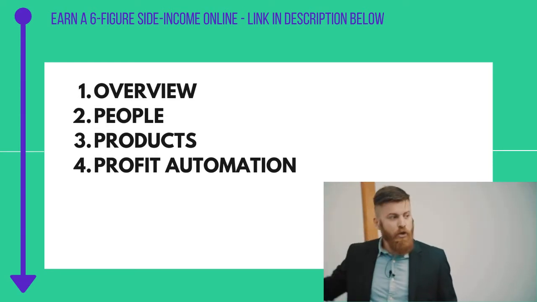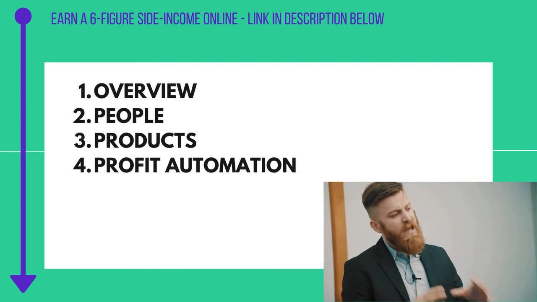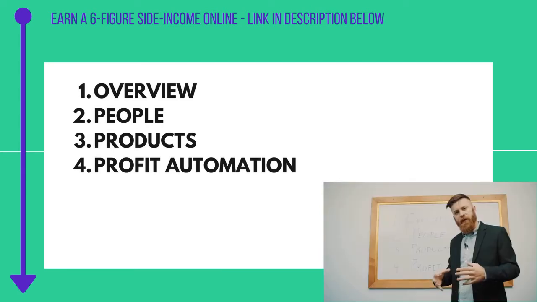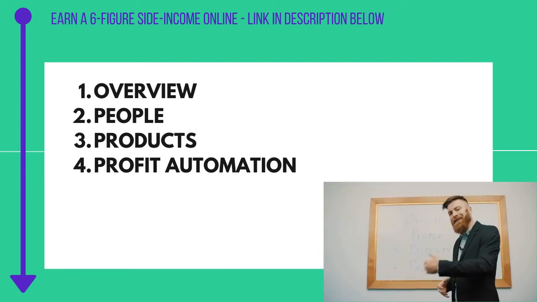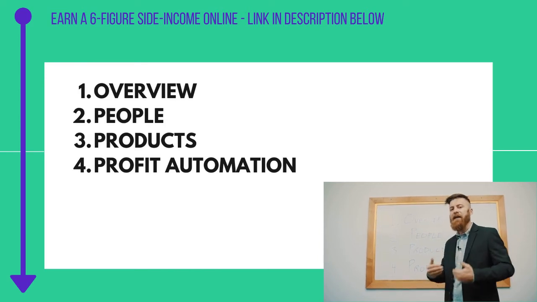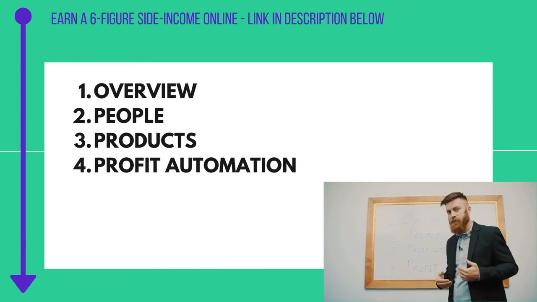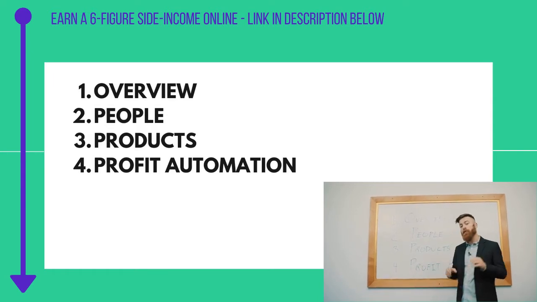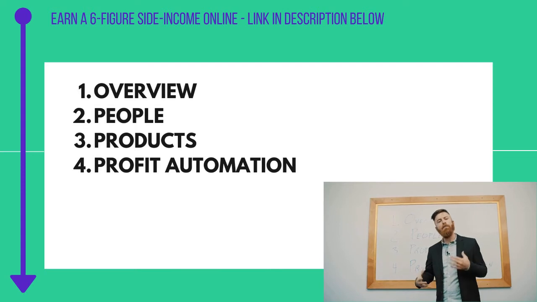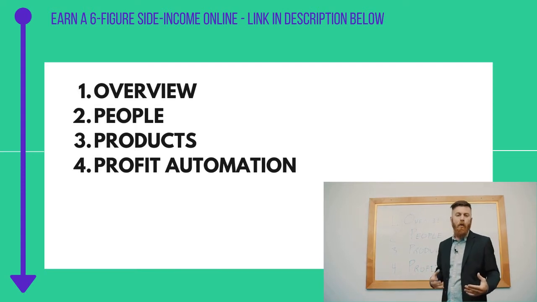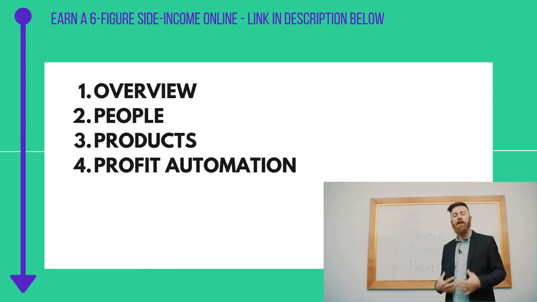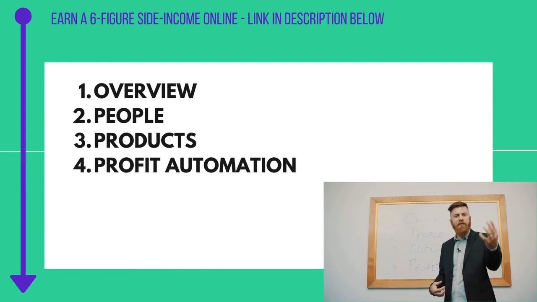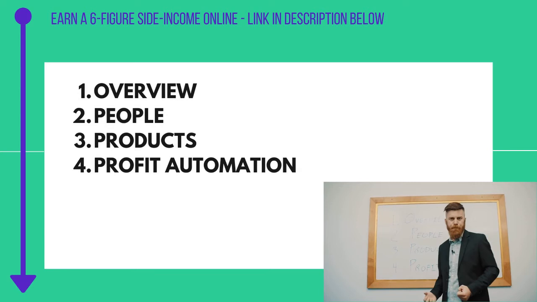In video number 2, we're going to go over people. How do you get people to see your links? How do you get people to view your online material and engage with your content? And in video number 3, I'm going to go over products. How do you decide what products to sell? How do you get paid? Where is the money coming from? Once you've got people, what do you sell them?